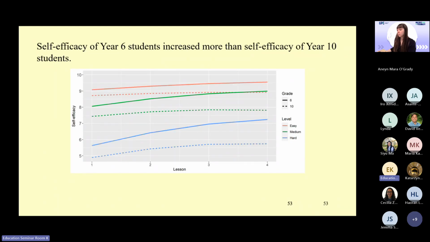There were also differences between the year groups, so that year 6 students thought that their self-efficacy beliefs were more malleable than the year 10 students. If we compare these two lines, this is the self-efficacy for the year 6 students for hard tasks, and this is for year 10 students. So year 10 students have a more fixed perception of their self-efficacy from one lesson to the other.